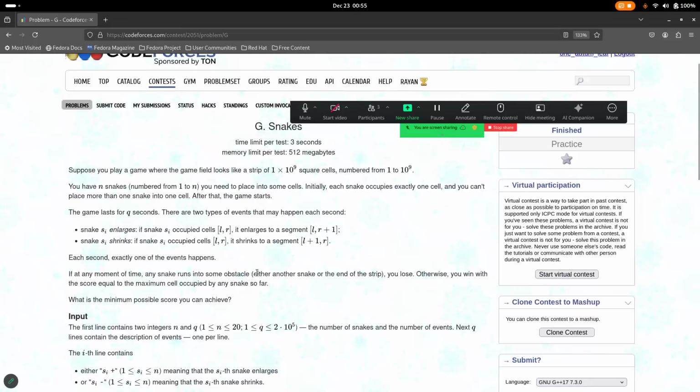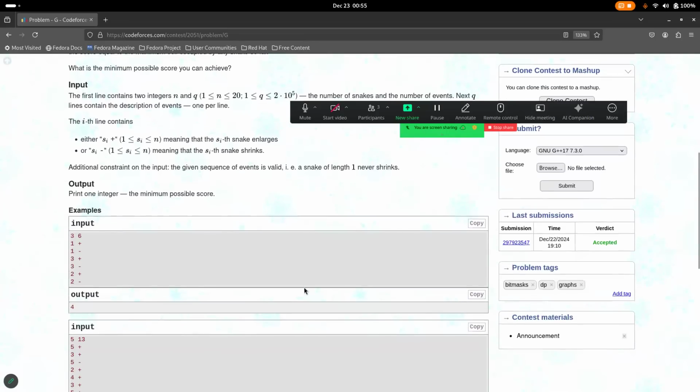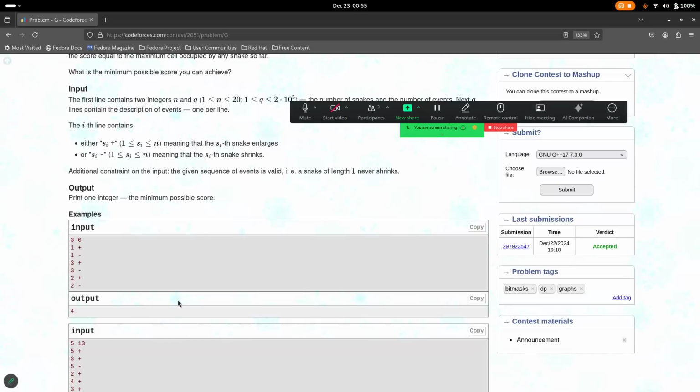So the major point to be considered is what happens when you crash into another snake. You lose, so you can't crash into another snake. And if none of these things happen during these operations, you win, and your score is equal to the maximum cell occupied by any snake so far. So let's just work out what this is saying.